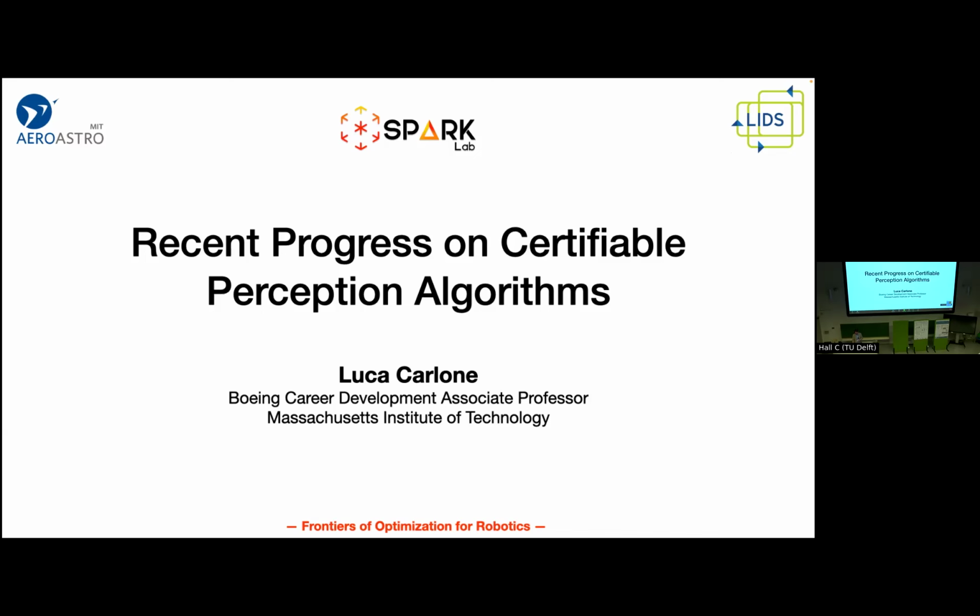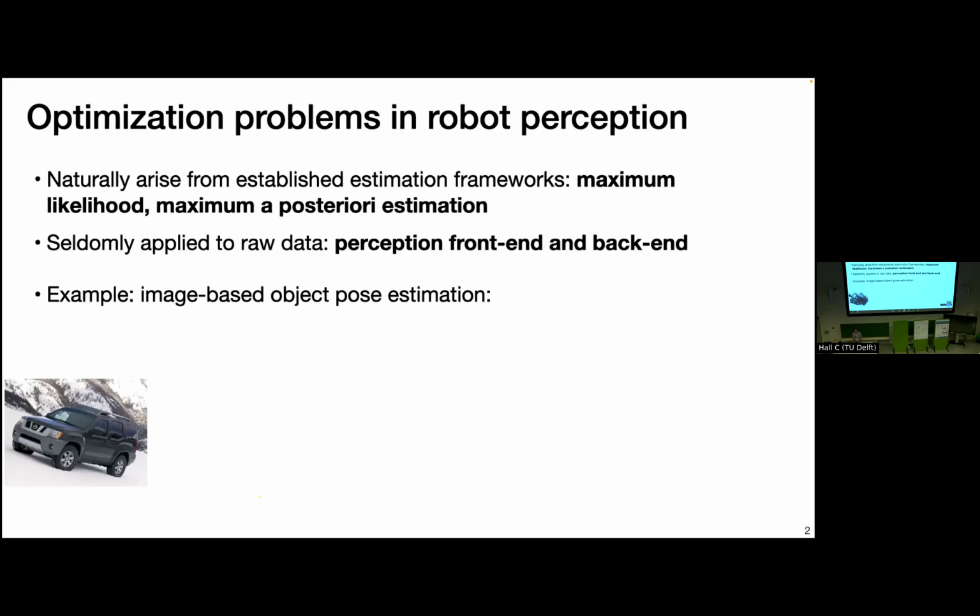So maybe a good way to start is to just stress the fact that optimization shows up in many places when you're doing estimation in robotics, just because standard frameworks for estimation, such as maximum likelihood or maximum a posteriori estimation, end up formulating an estimation problem in terms of an optimization problem, right? So if you want to estimate a quantity, we'll end up solving some optimization problem. It's also worth stressing that typically, this optimization problem doesn't work directly on the raw data. We don't optimize directly over images or over high-dimensional data, but it rather happens in the perception backend.